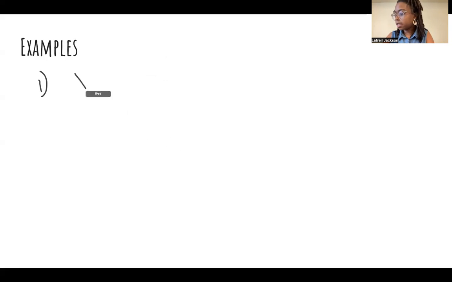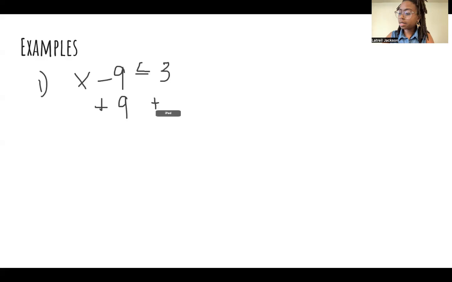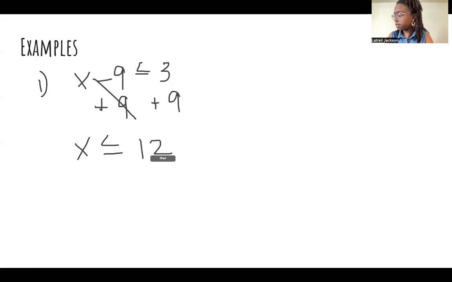We have x minus 9 is less than or equal to 3. So what we do, we use the opposite operation of minus 9 and add 9 on both sides. And then we end up with x is less than or equal to 12. All right, let's graph it.